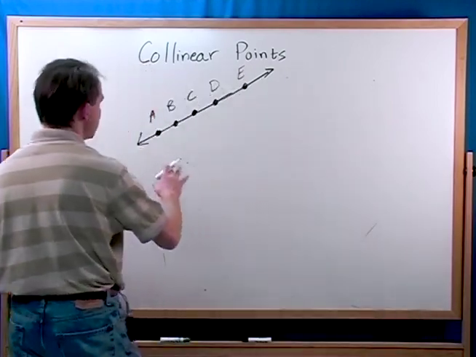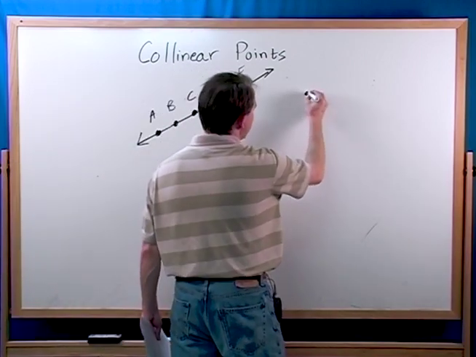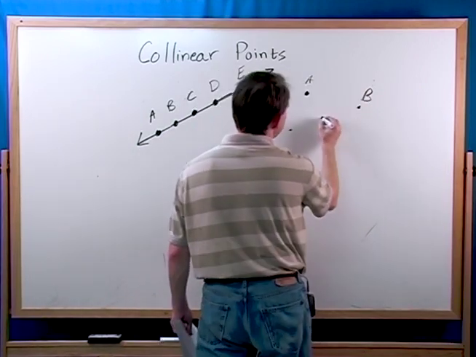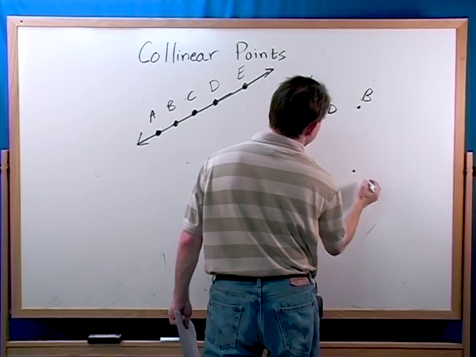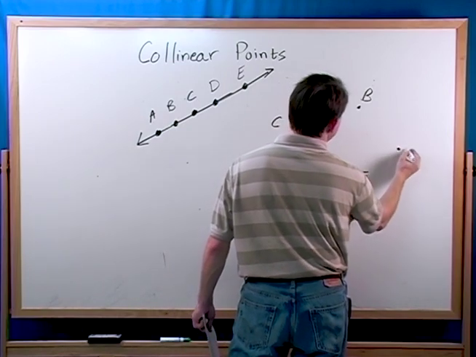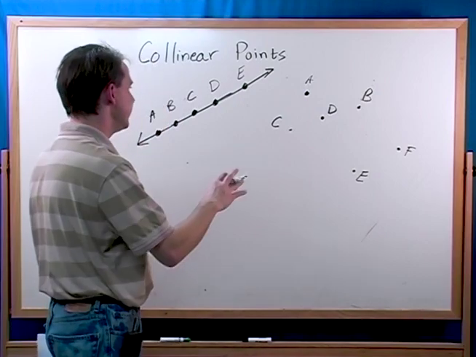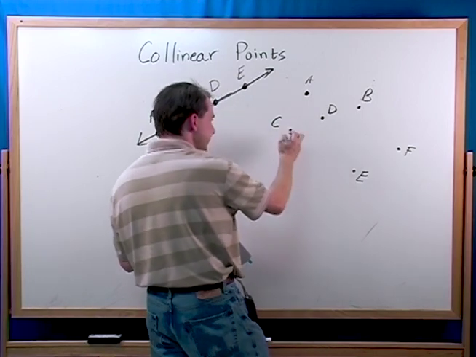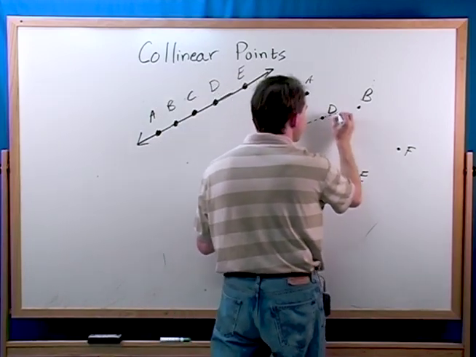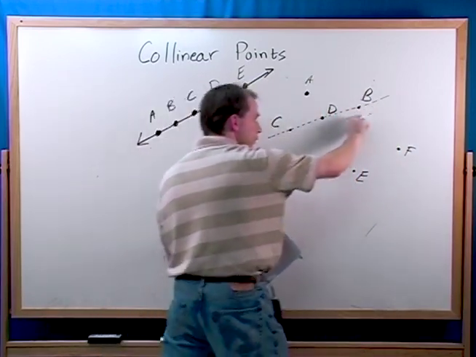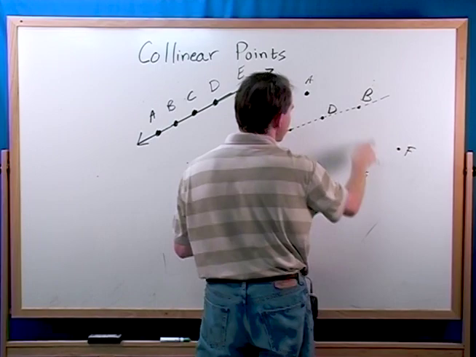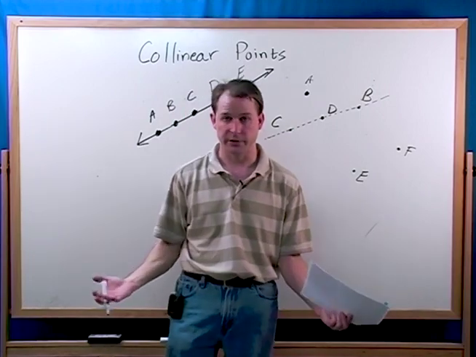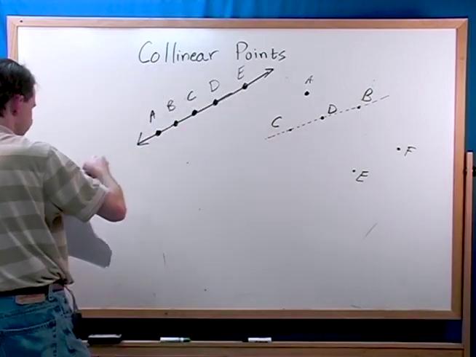So what would an example of some non-collinear points be? Well, if you have a point here, A, and a point here, B, and a point here, C, and a point here, D, and E, and F, these points are not collinear. They are not on the same line. The closest you could get is you could probably say that C and D and B were collinear, but A and E and F are not on the same line. There's no one line you can draw to put all these points on it. So they're non-collinear, whereas these are collinear.